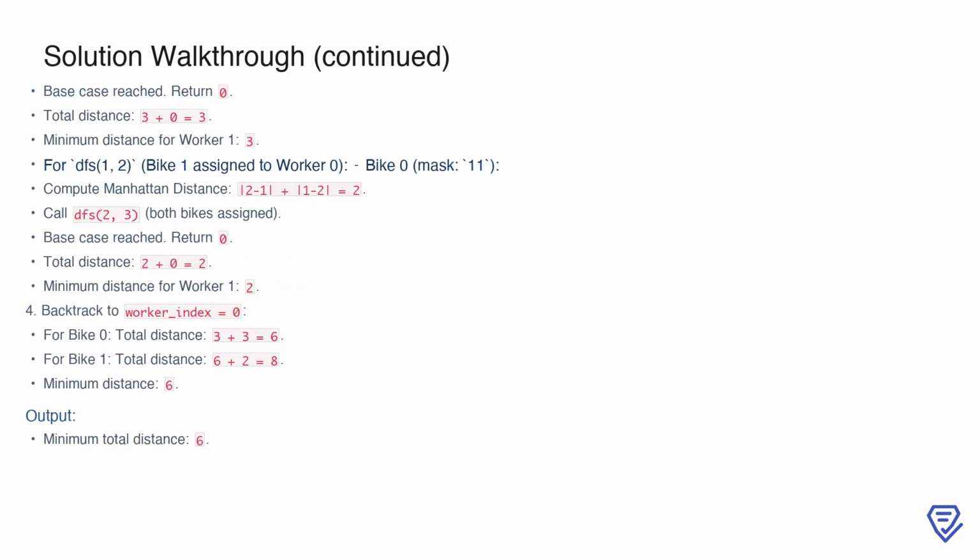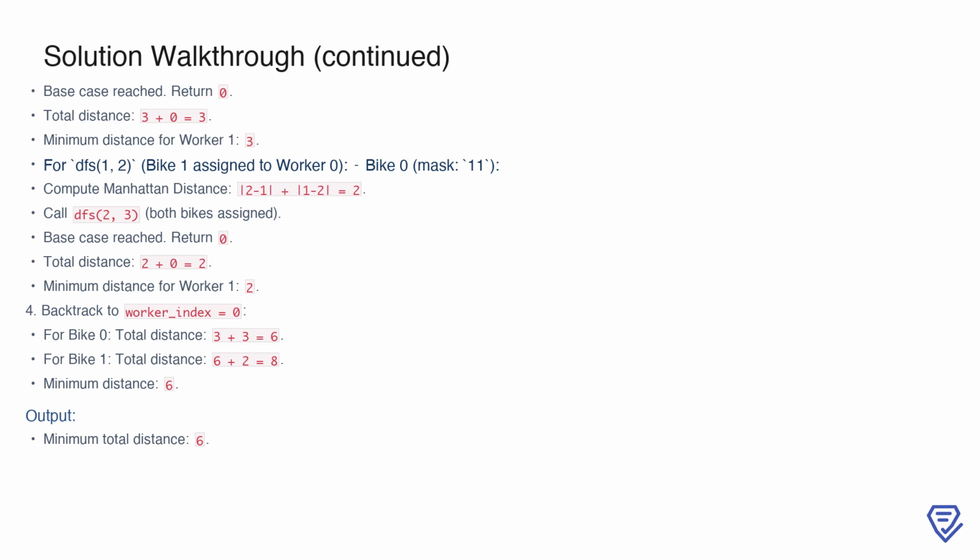For the alternate scenario where bike 1 is assigned to worker 0, the only option left for worker 1 is bike 0. Here, the Manhattan distance is computed as 2-1 plus 1-2 equals 2. With both bikes assigned, we reach the base case and return 0. The total distance for this assignment becomes 2 plus 0 equals 2. Comparing the distances for worker 1 across the two assignments, the minimum distance is 2.